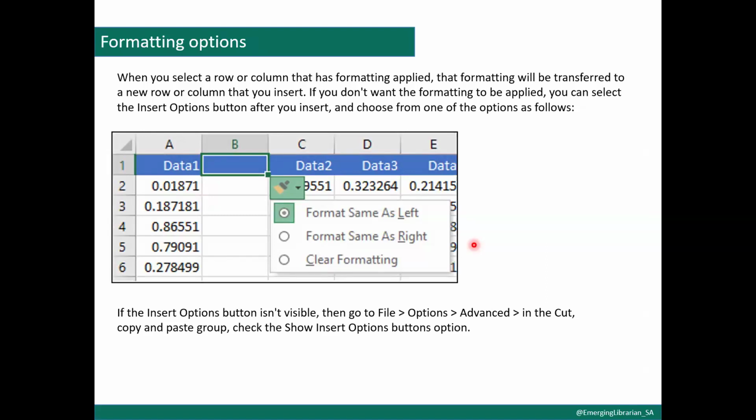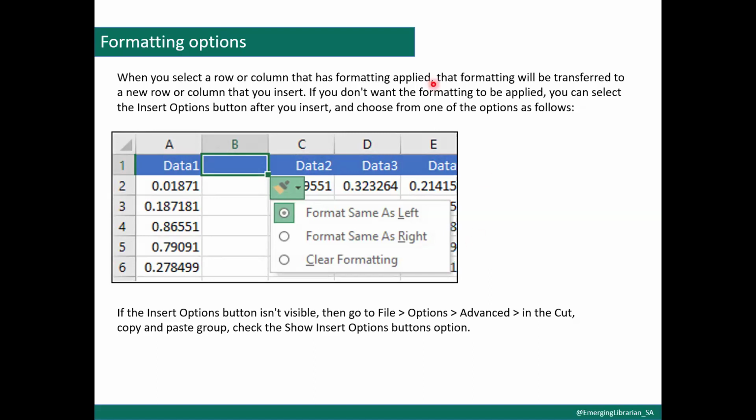So formatting options. When you select a row or column that has formatting applied, the formatting will be transferred to a new row or column that you insert. If you do not want formatting to be applied, you can select the Insert option button after you insert and choose from one of the options as follows.